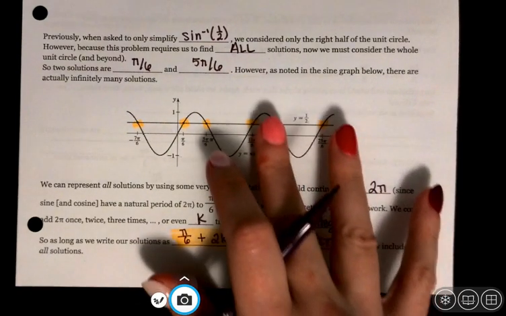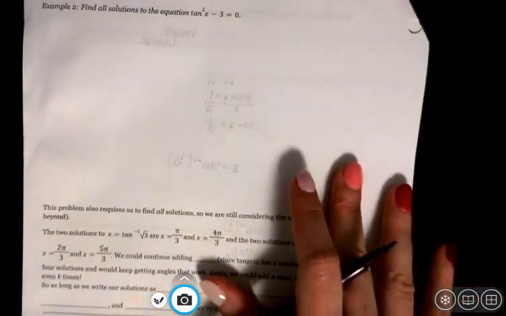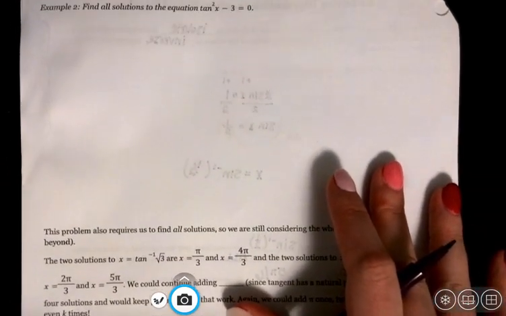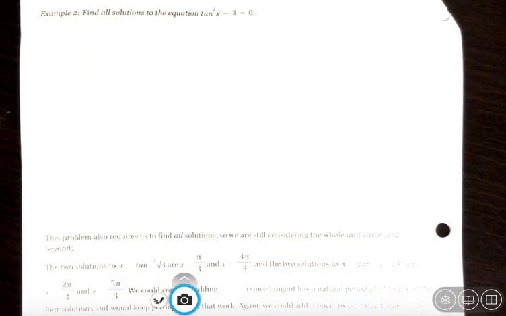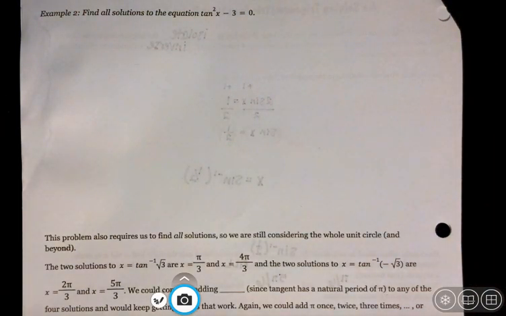All right, we're going to flip our page. All right, so looking at example 2, it looks a little different here. It says find all the solutions to the equation tangent squared minus 3 equals 0. It's a little different because this time we have tangent, but we also have it being squared, and so that's going to change how we complete this problem a little bit.